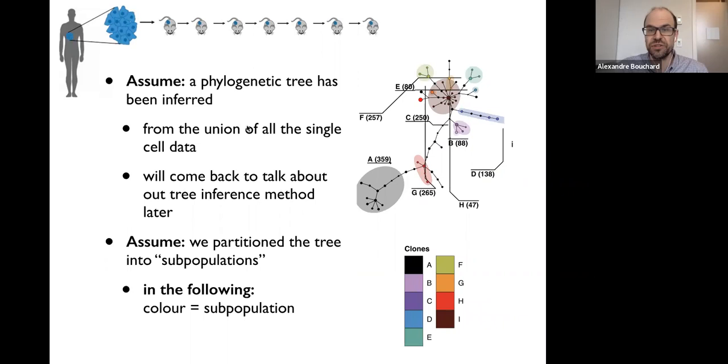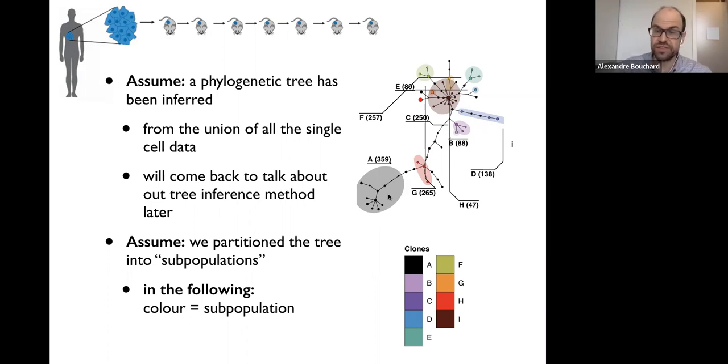So what we're going to assume in the first part of this talk is that we have inferred a phylogenetic tree. More precisely, we have taken the union of all the cells that have been measured using single cell sequencing, and we build a phylogenetic tree on these cells. I will talk more about the tree inference method in the second part of the talk. Just imagine for now that there is a structure like this, where there's a node that's the root, and then this shows the branching structure, so it's a cell tree.